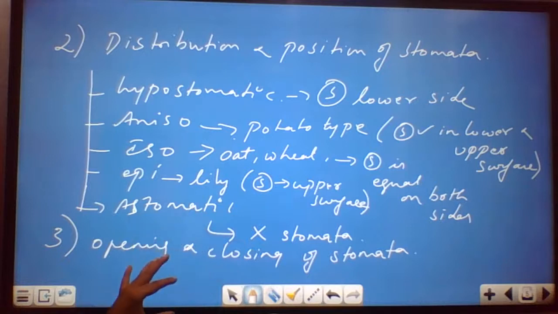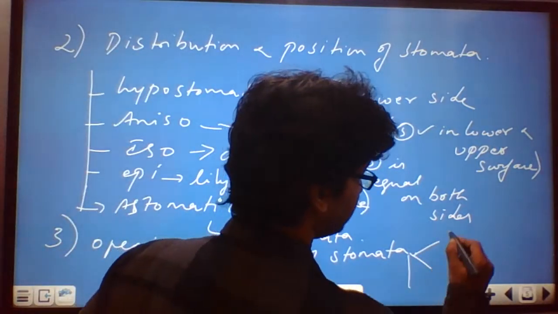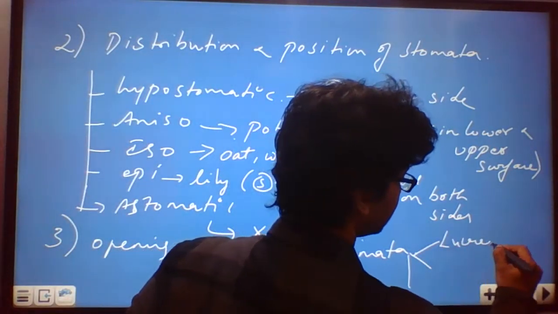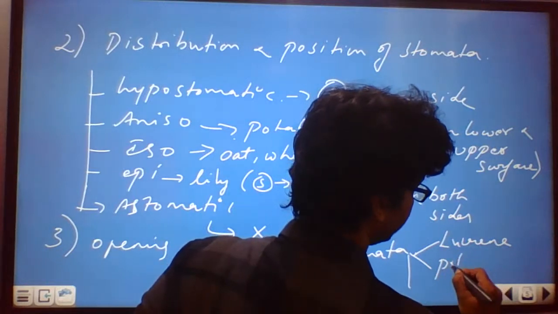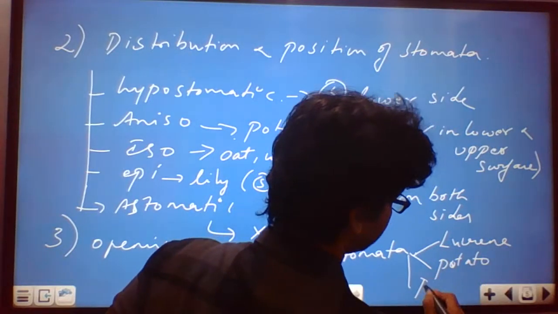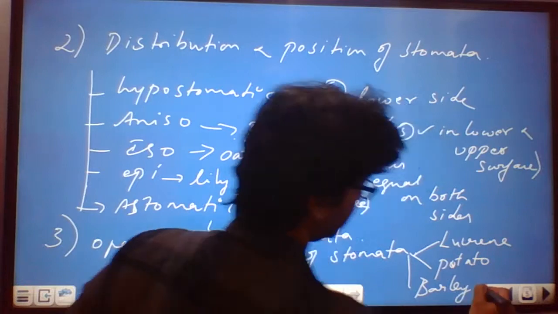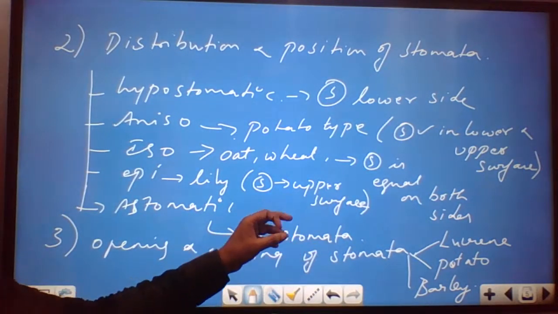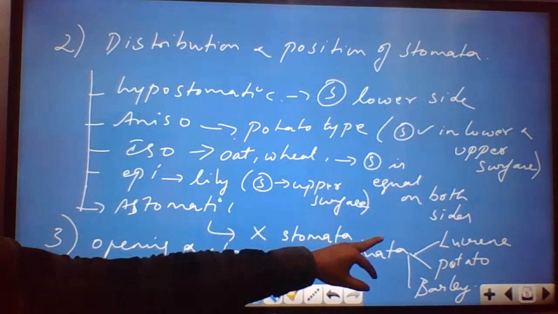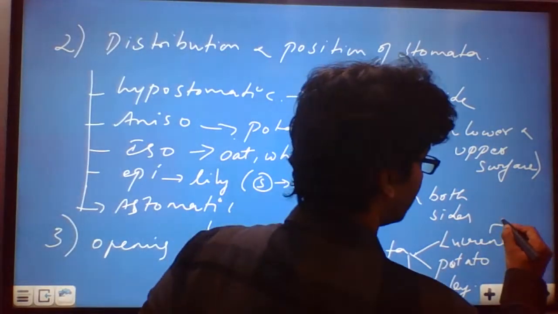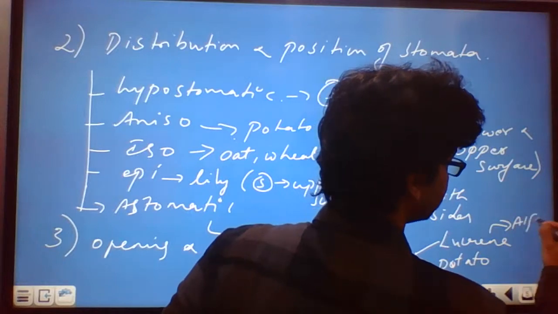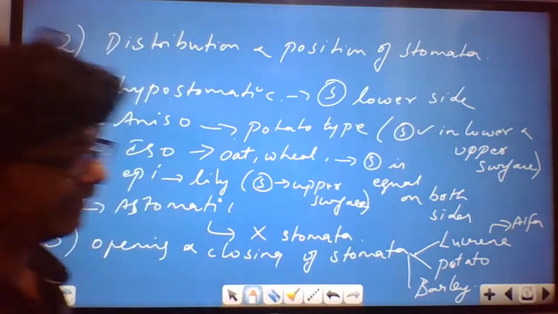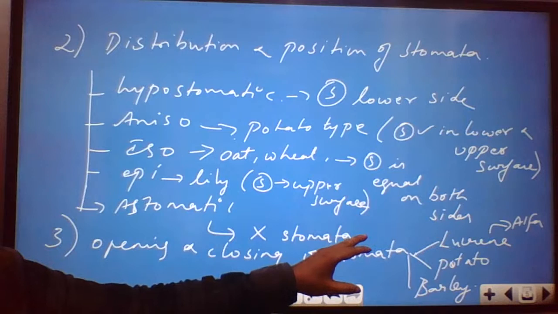Fine. So the last part is the opening and the closure of the stomata. We have three types: lucerne type, potato type, and the last one, barley type. Coming to the lucerne type, we could see in alfalfa the stomata open all the day. Pea plants, you could see, the stomata is open all the day.